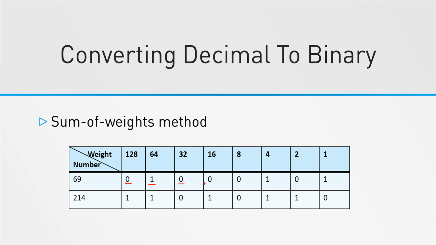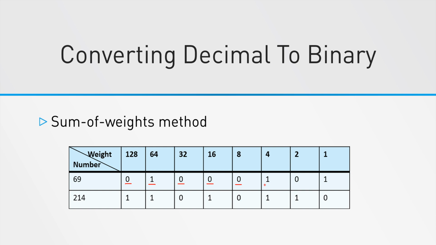Then if we add 16 to 64, then this will be 80, which is again bigger than 69. So this bit must be also 0. The same is true when adding 8, since the result will be 72. So this bit must be 0.